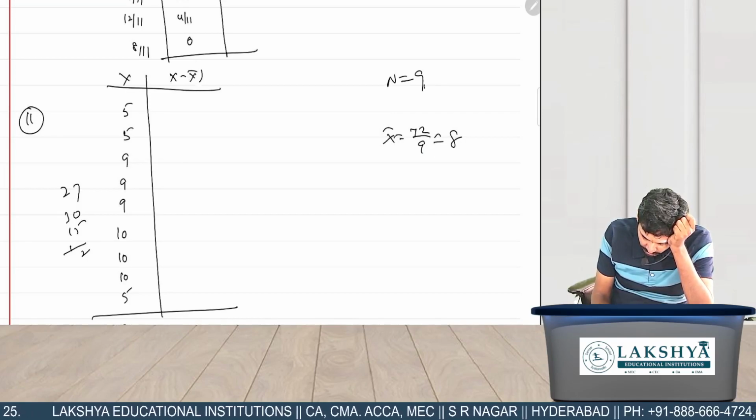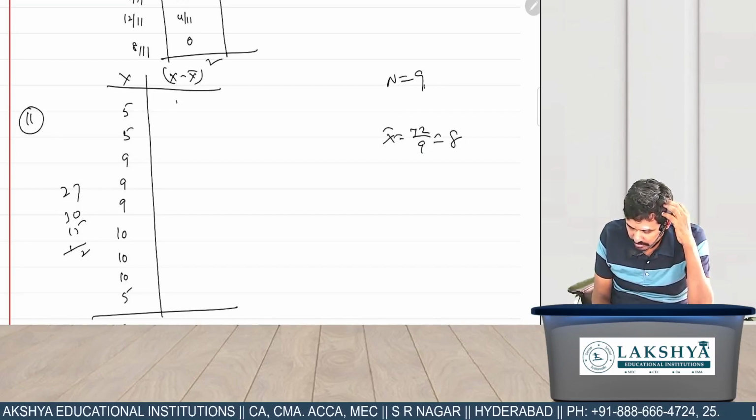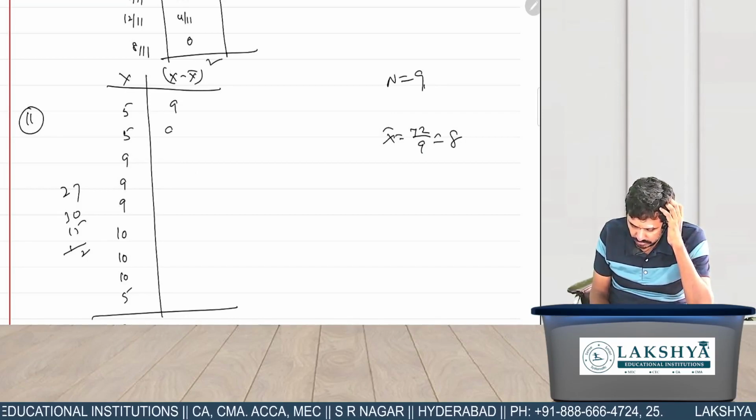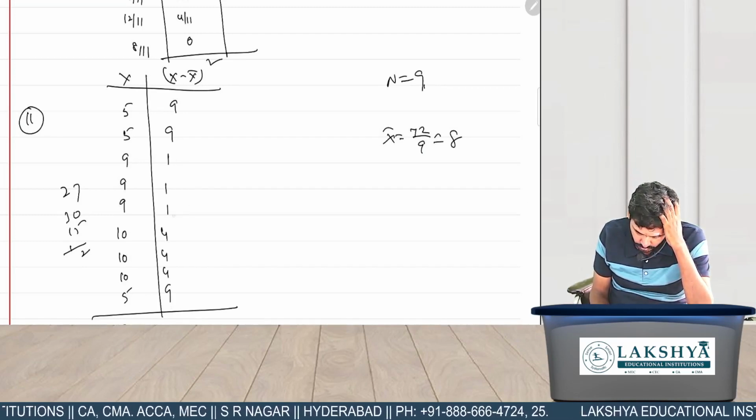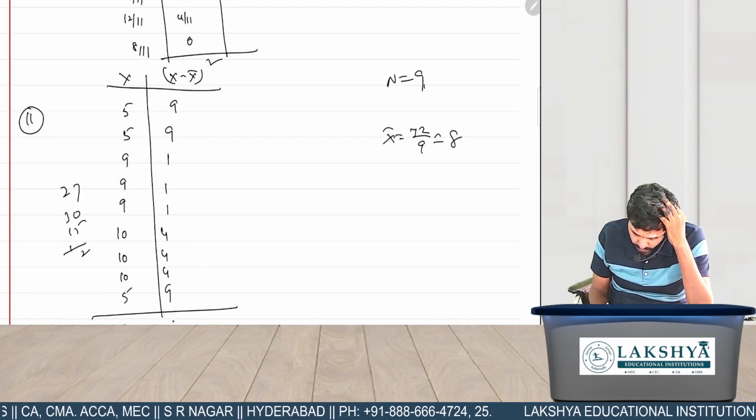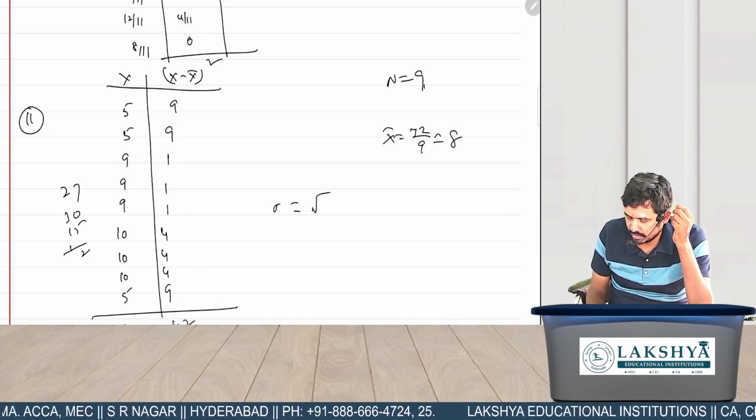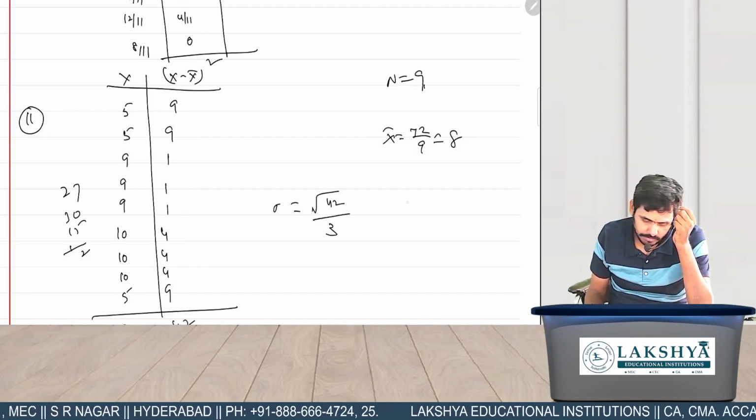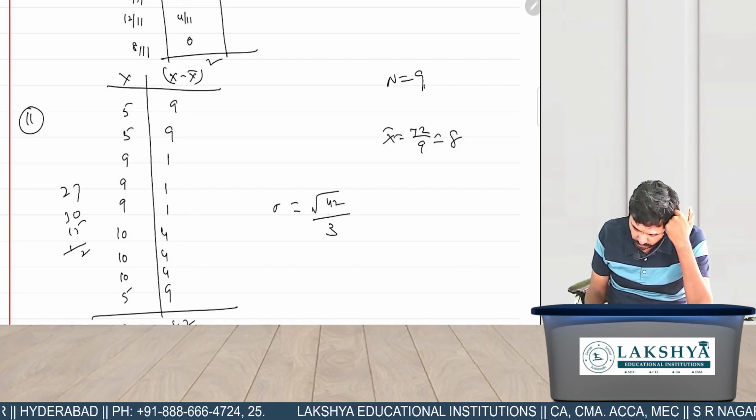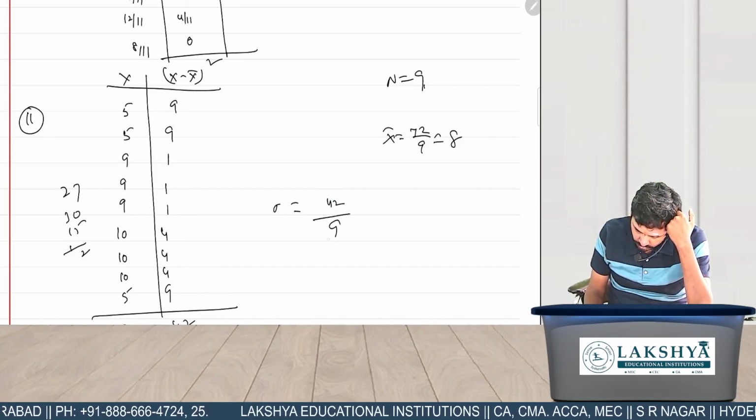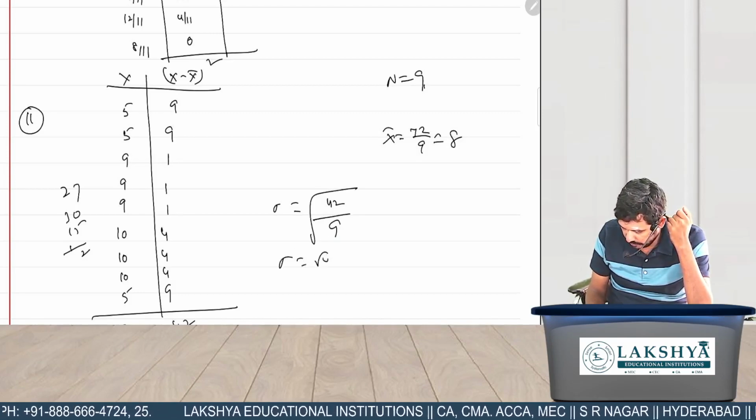x minus x bar whole square. 5 minus 8, 9, 9, 1, 1, 1, 4, 4, 4, 9, 3 9, 3 1, 30, 42. Standard deviation is root of 42 by 3. Write 9 here, under root of 42 by 3.